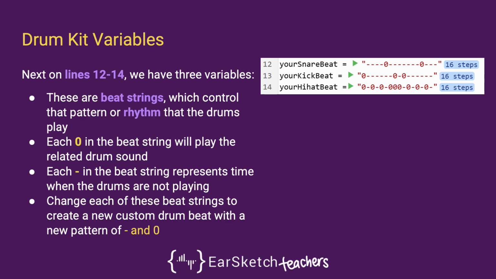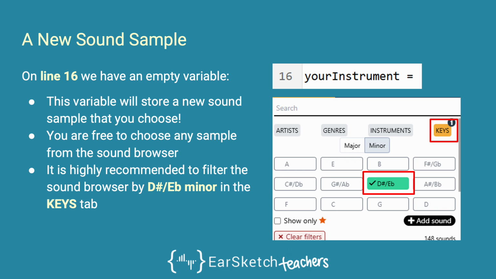Drum kit variables. Next, on lines 12 through 14, we have 3 variables. These are beat strings, which control the pattern or rhythm that the drums play. Each 0 in the beat string will play the related drum sound. Each minus in the beat string represents time when the drums are not playing. Change each of these beat strings to create a new custom drum beat with a new pattern of minus and 0.